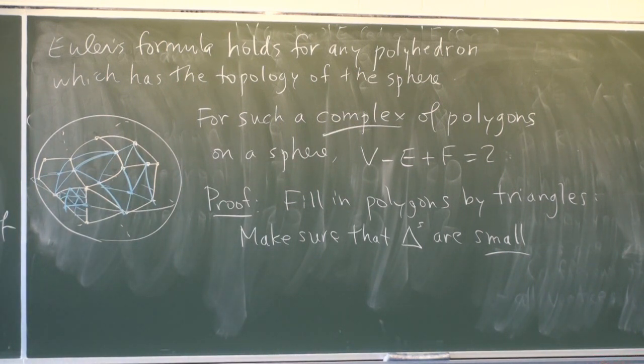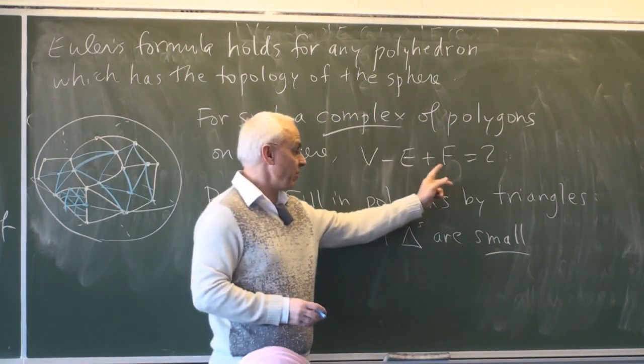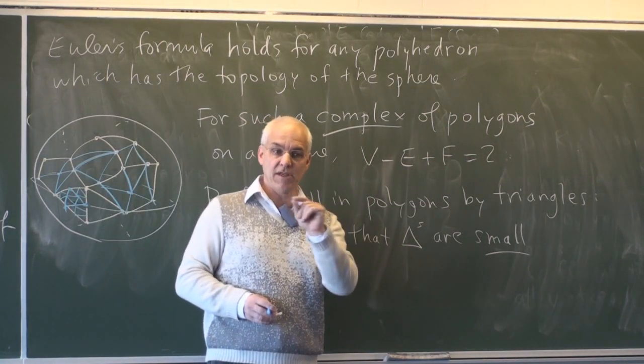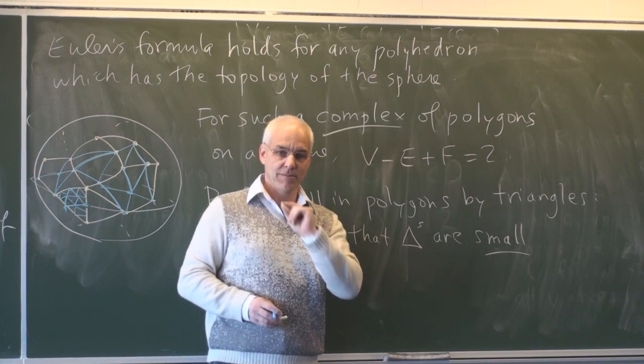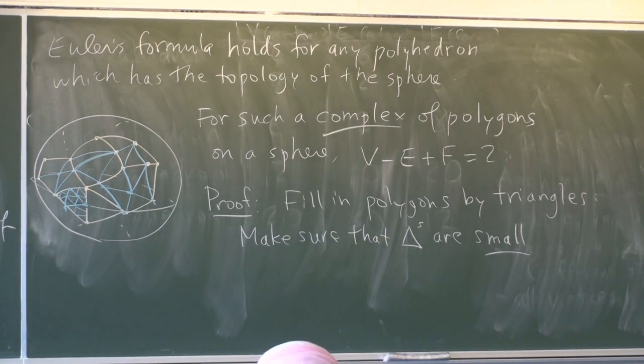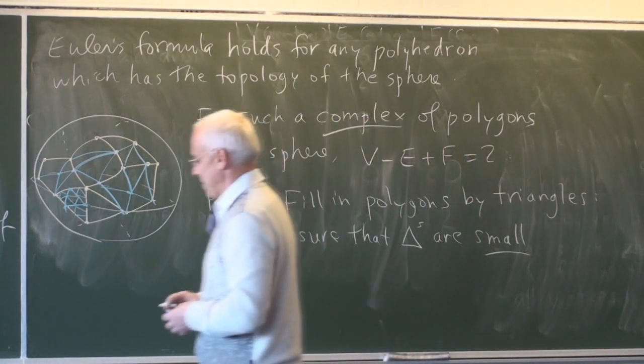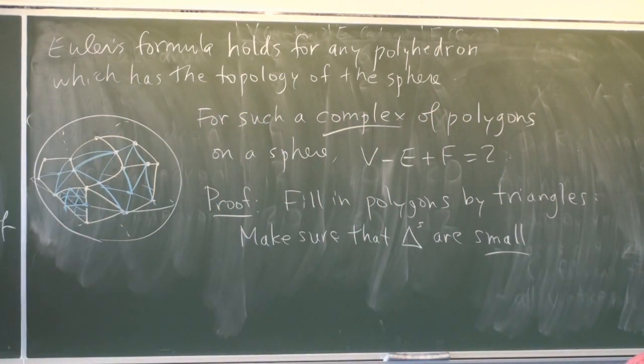So by keeping on dividing triangles into smaller triangles, we can ensure that we're covering our original net with lots of little triangles, but the quantity v minus e plus f has not changed from what it was initially. Okay, so now we have a complex consisting only of triangles, and we are going to try to count what is v minus e plus f.